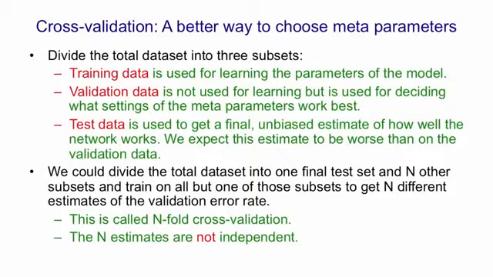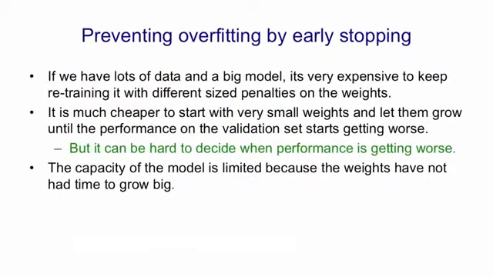So now I'm going to describe one particularly easy to use method for preventing overfitting. It's good when you have a big model and a small computer, and you don't have the time to train a model many different times with different numbers of hidden units or different sized weight penalties. What you do is you start with small weights, and as the model trains, they grow, and you watch the performance on the validation set, and as soon as it starts to get worse, you stop training.